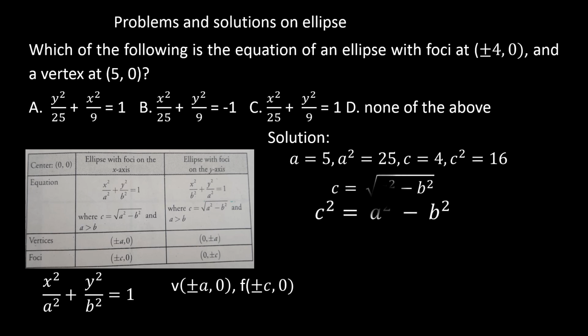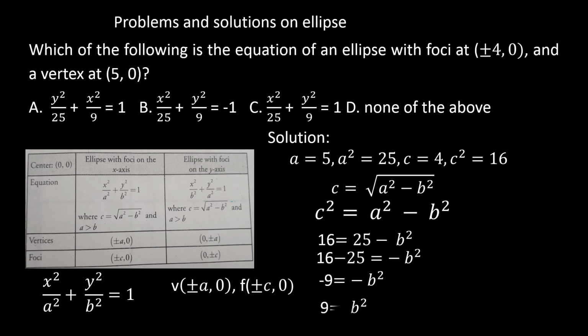Then using that one, we have c squared equal to a squared minus b squared. Then the value of c squared is 16, while the value of a squared is 25. Then we will transpose the other side. This 25 becomes negative. Simplifying, we get negative 9 is equal to negative b squared. Then dividing both sides by negative, b squared now is equal to 9.